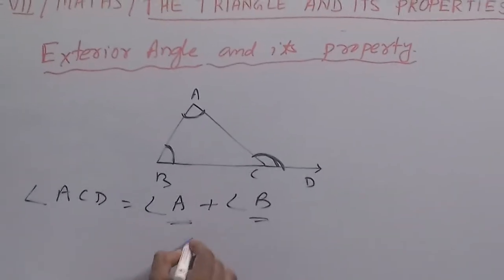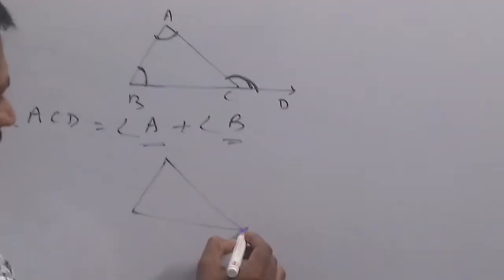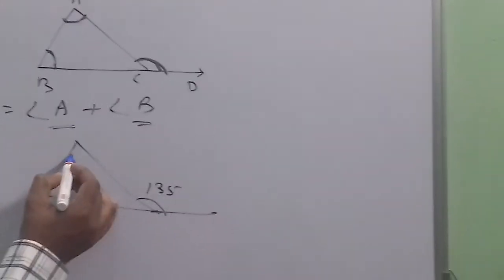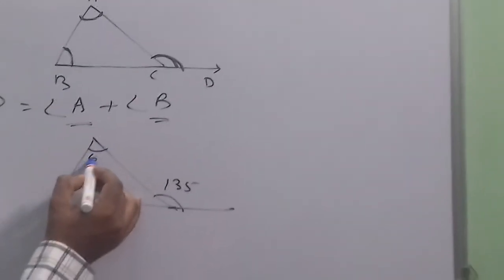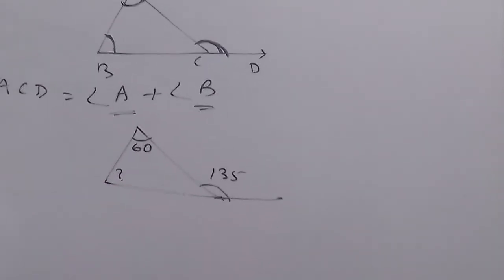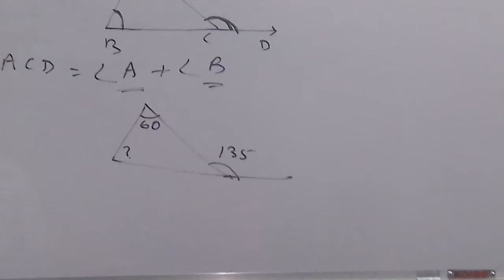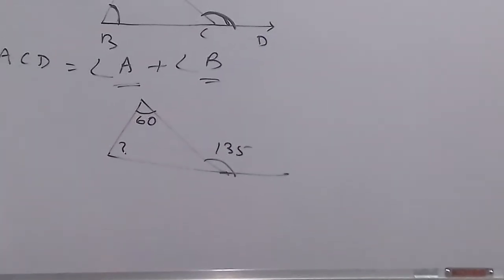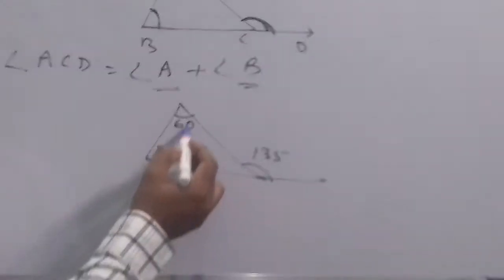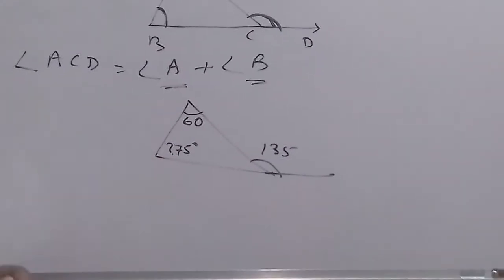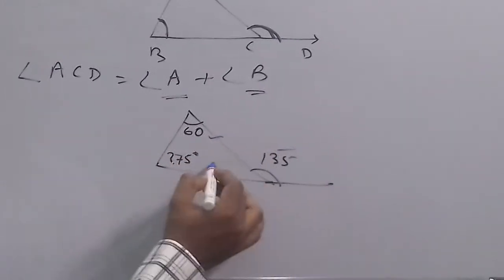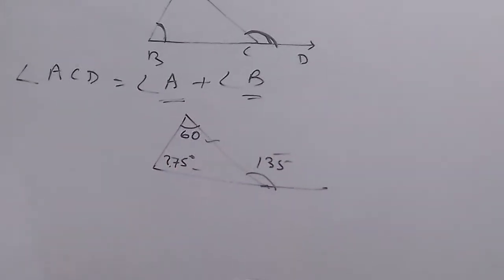Okay, that means in a triangle, if this angle is given, suppose 135 degrees, and this is given, suppose 60 degrees, then what will be this angle? So 60 plus which angle? So 135 minus 60, it gives you 75 degrees. Okay. So in this way, if any two angles from these three are given, we can find the third one.